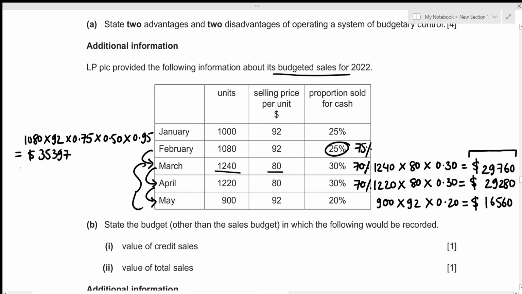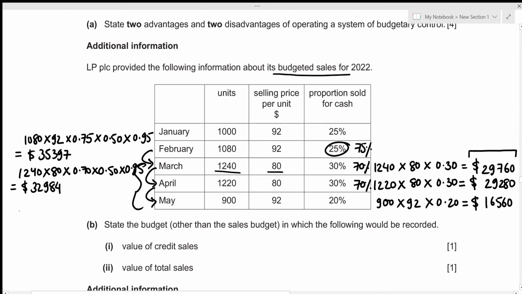So the credit sales is going to be 1240 times 80 times the proportion of credit sales, which is 70%. And we're only paying half of this credit sales, so that's 0.50. And we're applying a 5% cash discount, so that's 0.95. This gives the amount to be paid in April to be 32,984. Let's repeat the same process for the month of April.